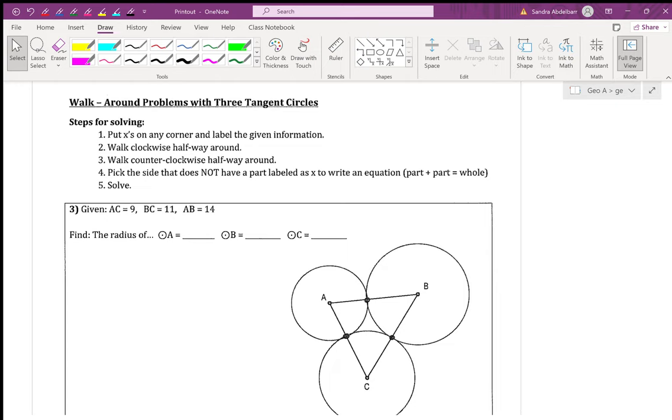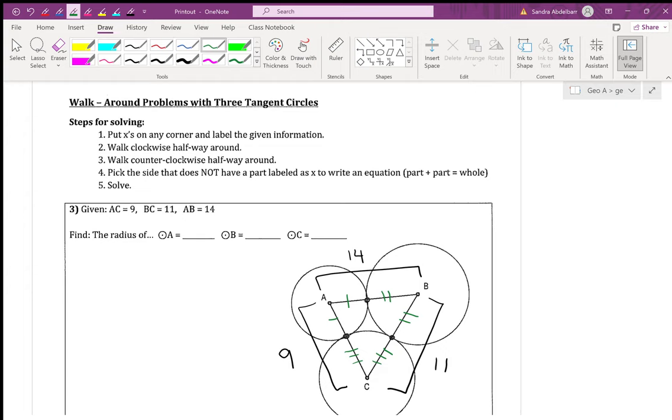It says that AC is 9, BC is 11, and AB is 14. Now, there's no two-tangent theorem here. But don't we know radii of the same circle are congruent? So I'm going to go to circle A and mark circle A's radii congruent. Then I'm going to go to circle B and mark circle B's radii congruent. Then circle C and mark circle C's radii congruent.